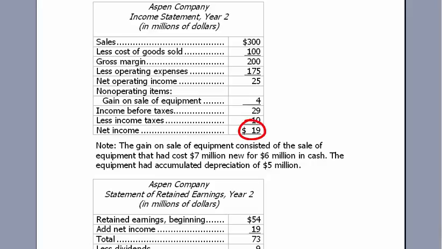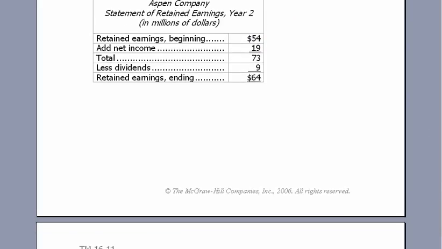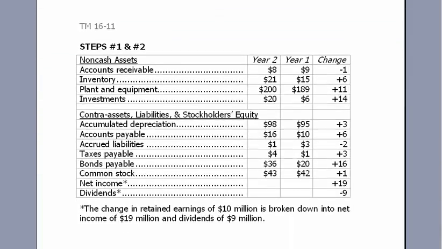We're going to calculate a statement of retained earnings. The statement of retained earnings had a beginning balance of 54. We're going to add the net income, which came from the income statement, and then we'll subtract dividends to get the ending retained earnings balance. So we're just setting ourselves up with all the data.